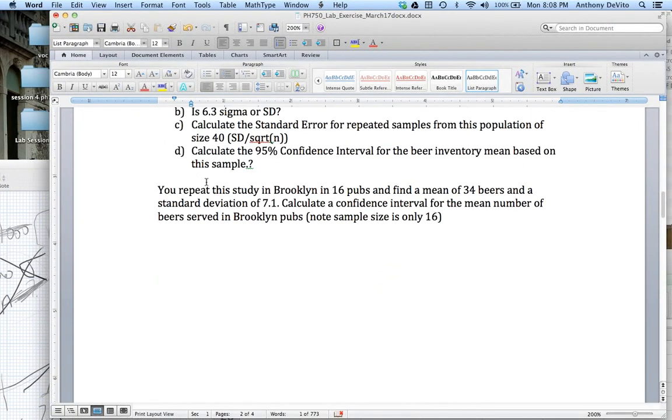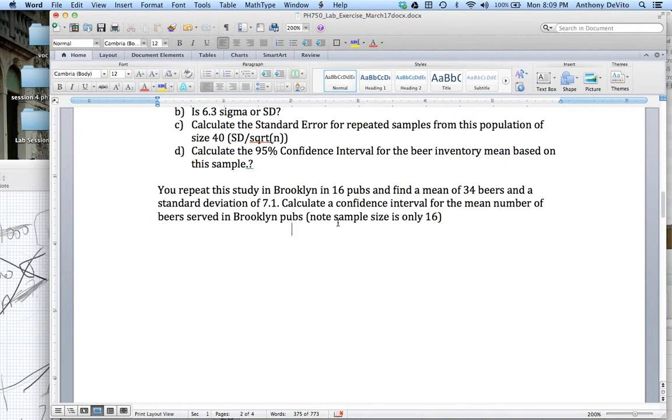Okay, now I'm going to ask you the next part of this. You repeat this study in Brooklyn in 16 pubs and find a mean of 34 beers and a standard deviation of 7.1. Calculate the confidence interval for the mean number of beers served in Brooklyn pubs.